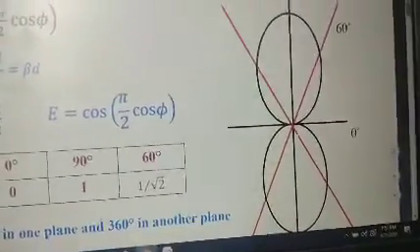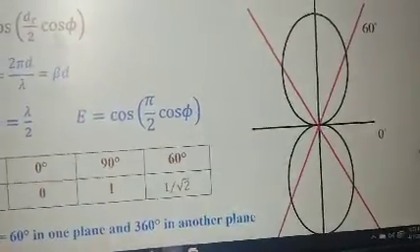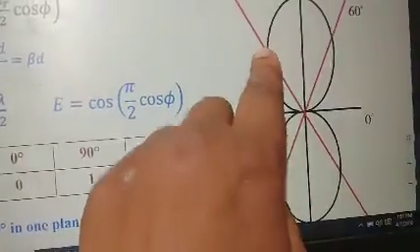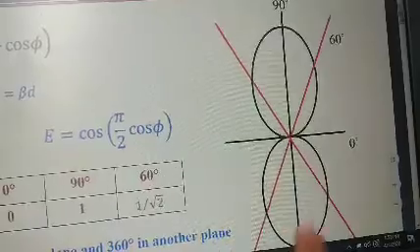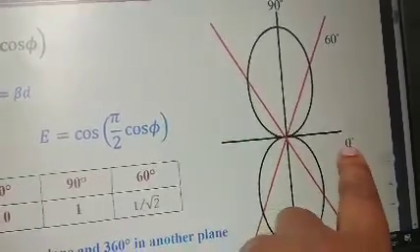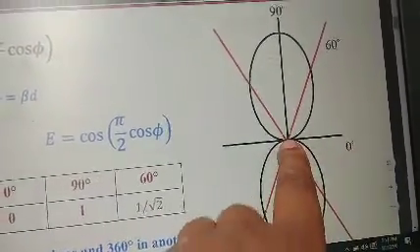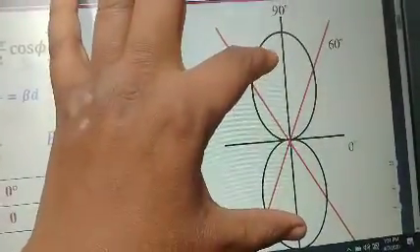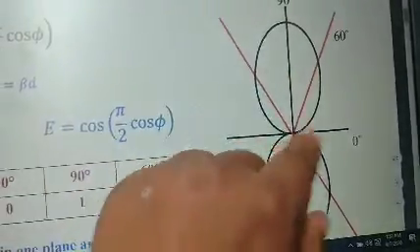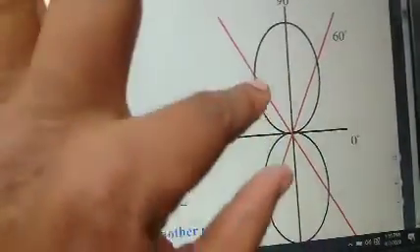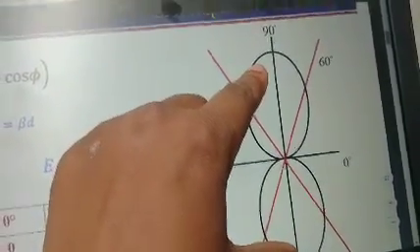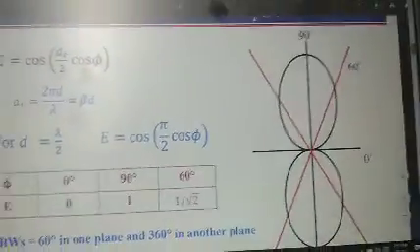For this case, if the two isotropic point sources have the same amplitude and the same phase, the radiation pattern is along the y-axis. At 0 degrees the electric field is zero, and it is maximum along the y-axis, hence we get a figure of 8 radiation pattern along the y-axis. This is the radiation pattern.